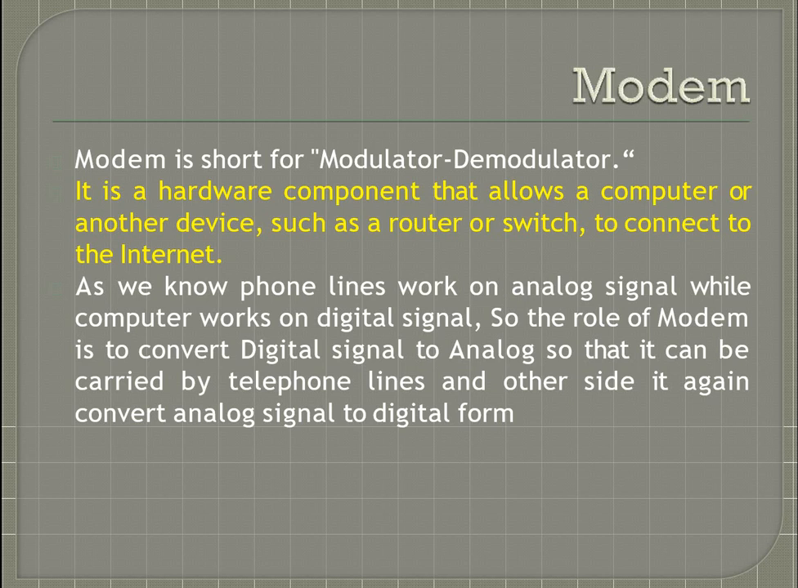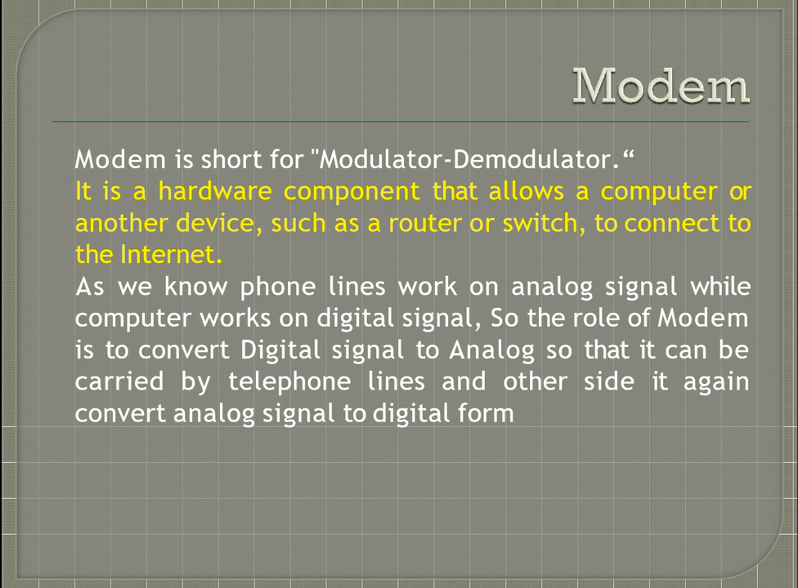An ordinary telephone line cannot carry digital information, right? So a modem changes the digital data from the computer into analog. So the main function of a modem is to convert a digital signal to an analog signal and again analog to digital. That is the main function of a modem. So a modem changes the digital data from the computer into analog data, a format that can be carried by telephone lines, right? Telephone lines can carry only analog.